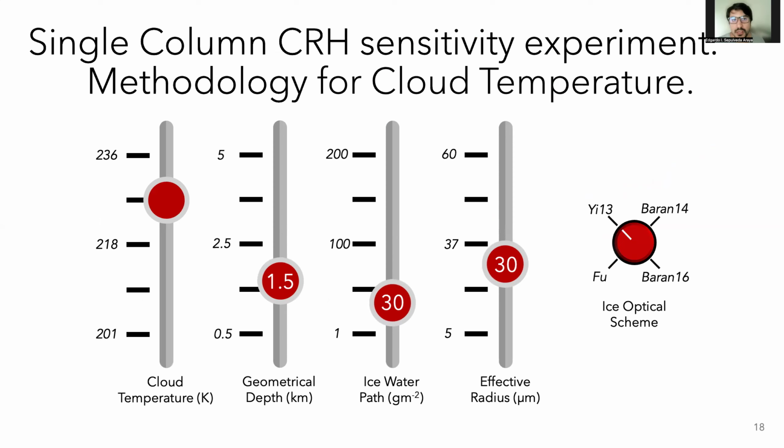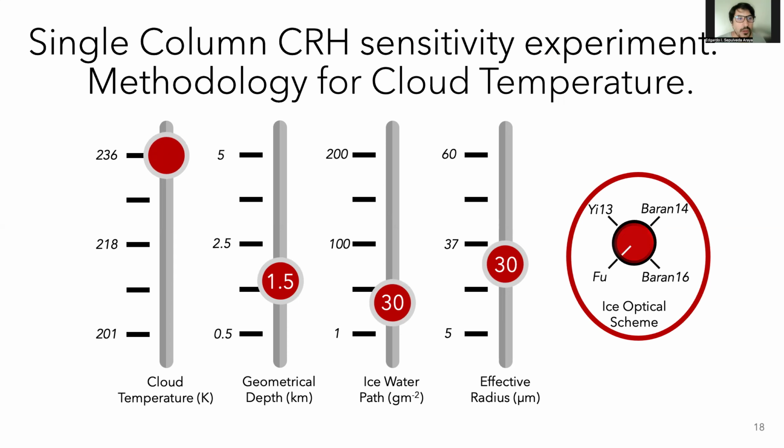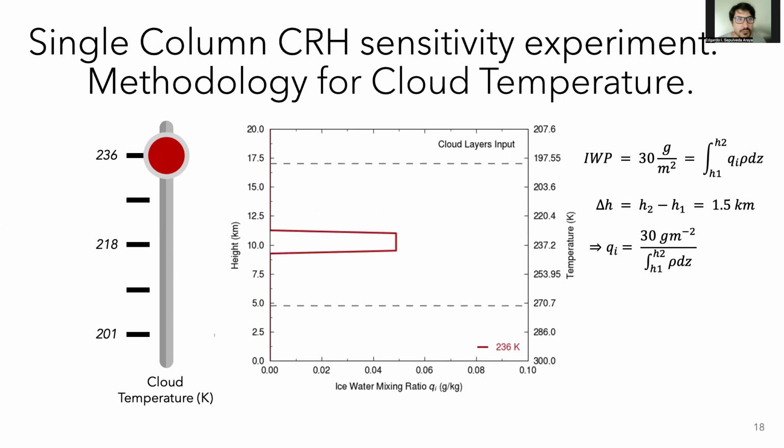For the first test that I'm going to show you, which I think is the best approach to start explaining this, is how the ice cloud heating rate responds when I change the cloud temperature. So for now, I fix the geometrical depth. We're going to start with a cloud of 1.5 kilometers depth, an ice water path of 30 grams per square meter, and we assume ice crystals of 30 micrometers. And we're going to change the optical scheme while we change the temperature of the cloud.